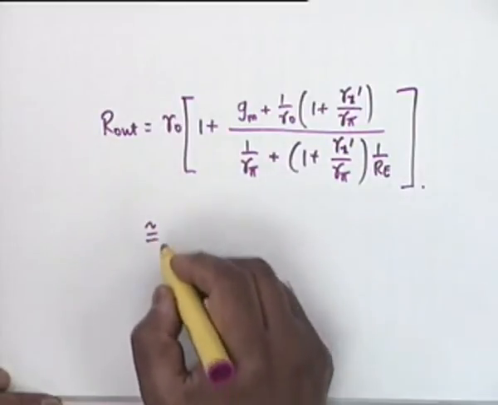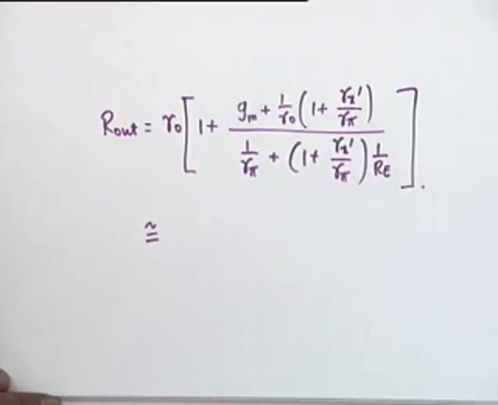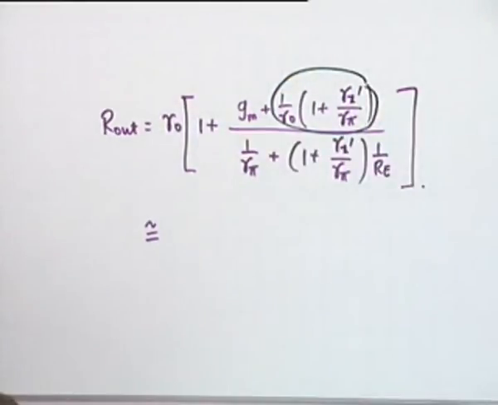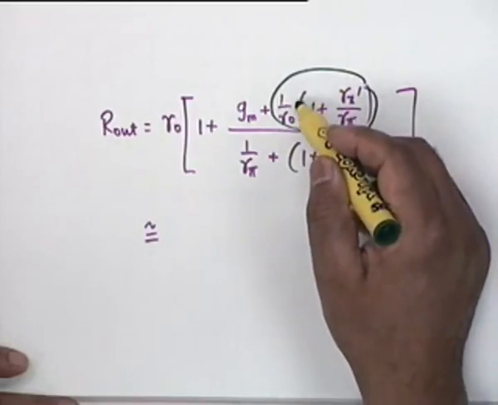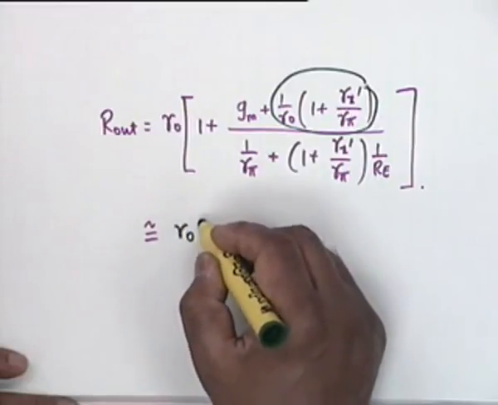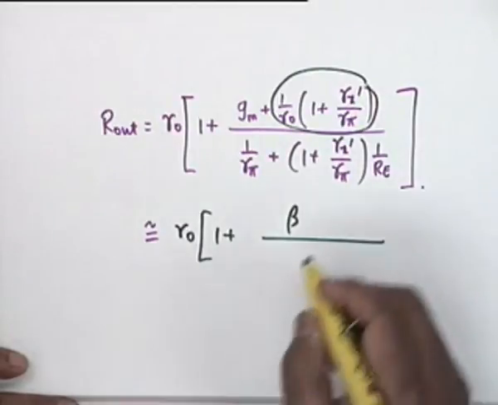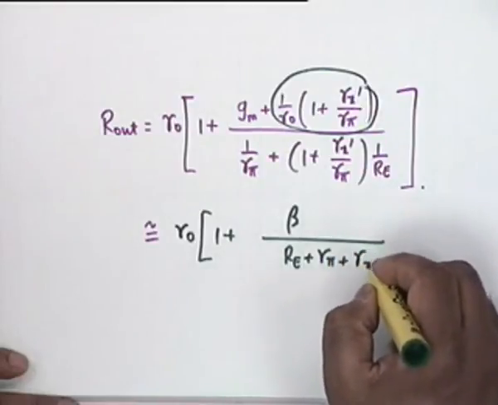And if this quantity GM plus, yes, if this quantity can be ignored compared to GM, is there a logic? R0 is very high. That's right. This is the reason. This is normally very small compared to GM, and therefore this is approximately R0 times 1 plus beta. Now multiply by R pi times 1 plus beta divided by RE plus R pi plus Rx prime.